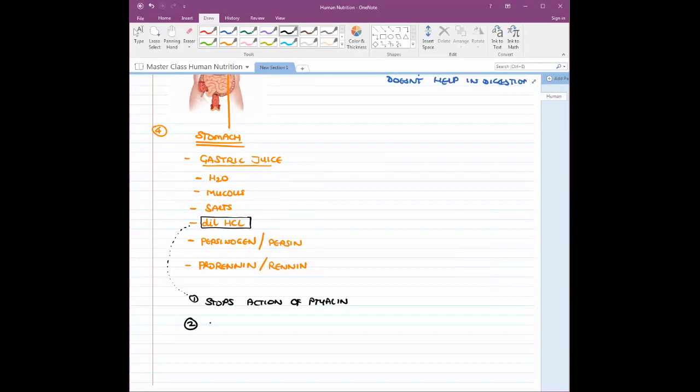Okay, so now the next thing that it is going to do is kill all the germs, whatever germs are there. Most of the time they are going to be killed. So it kills germs. Third thing, guys, what is it going to do? This also helps in softening your food, because when the food is in the stomach it is churning and churning. This softens the food, and at the same time it also breaks down the food.